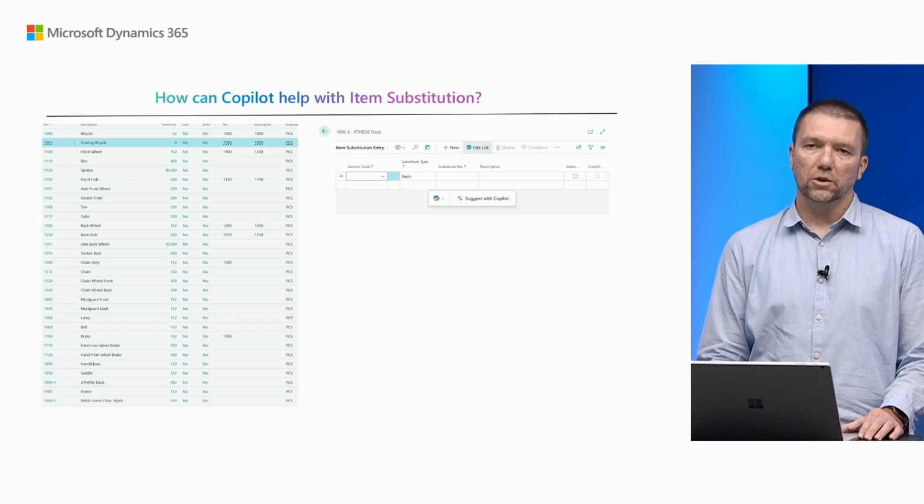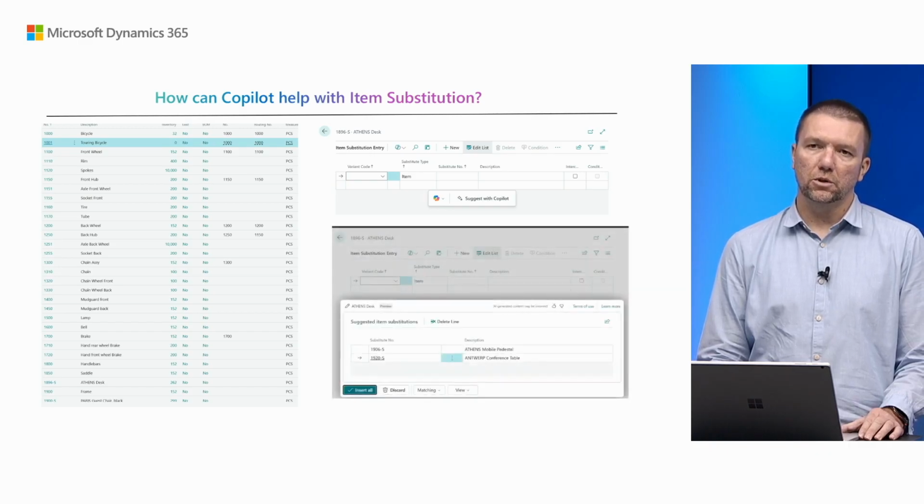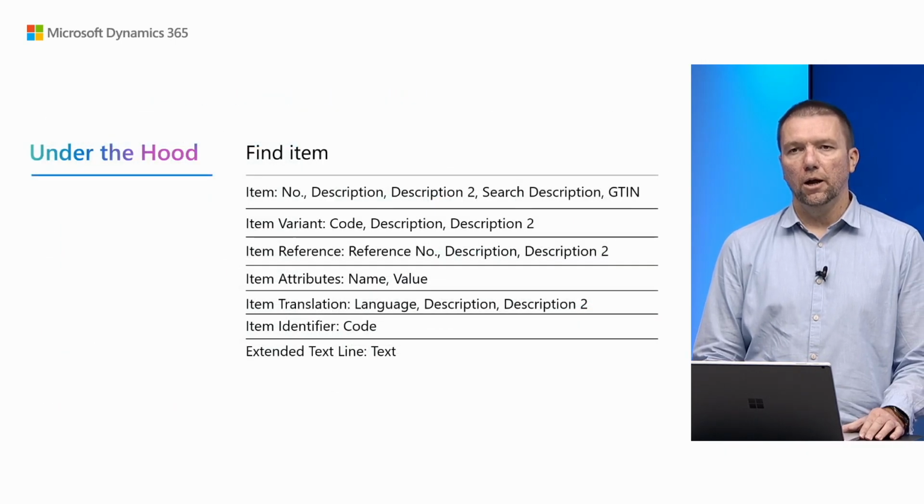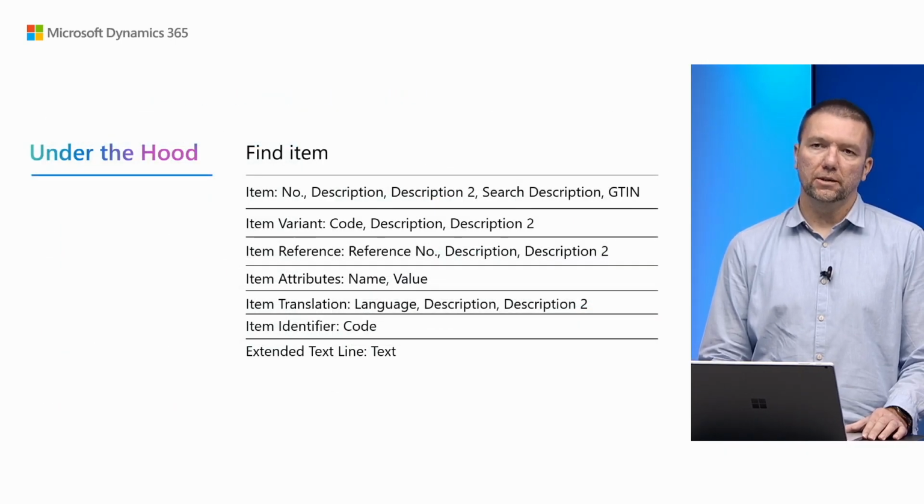With the new functionality, the user will be able to choose the action to suggest with Copilot and then automatically get a suggestion for each of these items. Let's now take a look at how we developed this functionality.